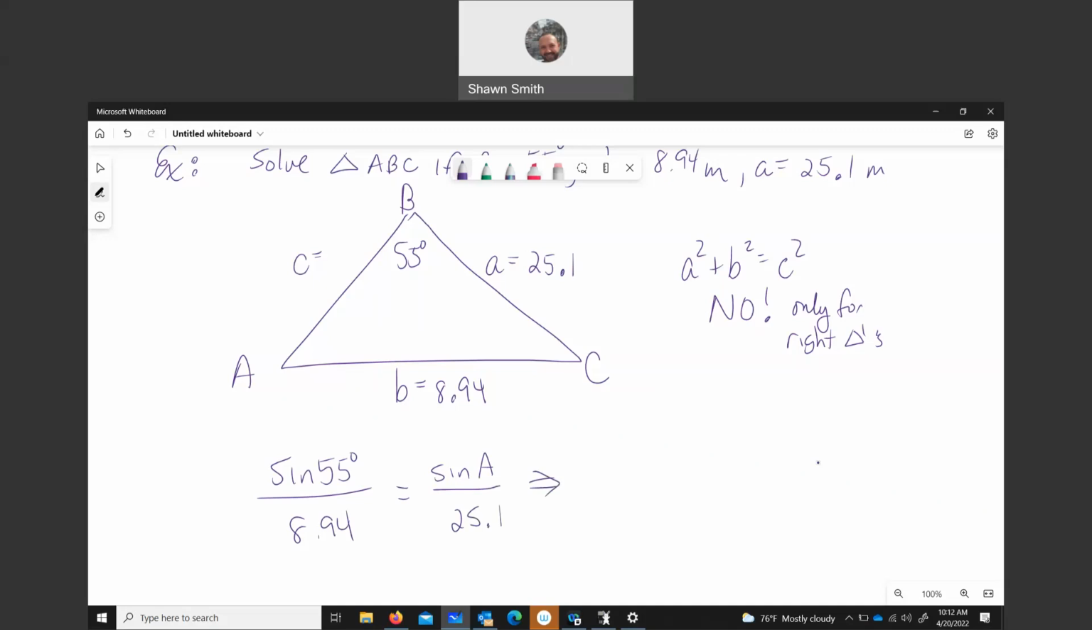We cross multiply and we get the sine of A would be equal to 25.1 times the sine of 55 degrees, all of this divided by 8.94. If you need to do more steps than what I'm showing here, feel free to do that. This is some basic algebra to isolate sine of A.